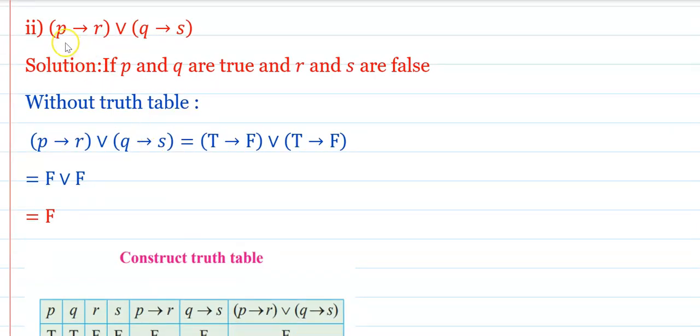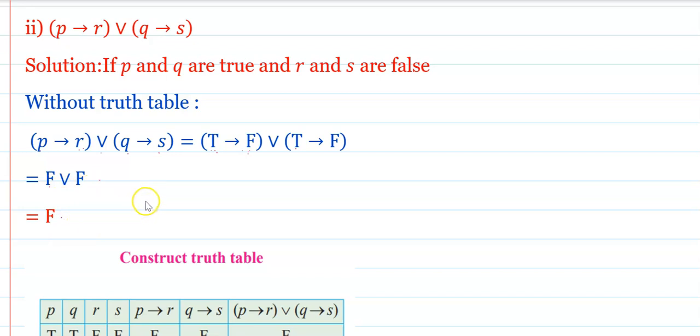Next, P implies R or Q implies S. P and Q are true, R and S are false. Now P implies R means what? T implies F, so its truth value is F. Q implies S is also T implies F, it is F. F or F, both are false. In OR, at least one of them must be true to get true, otherwise false. Here it is F.